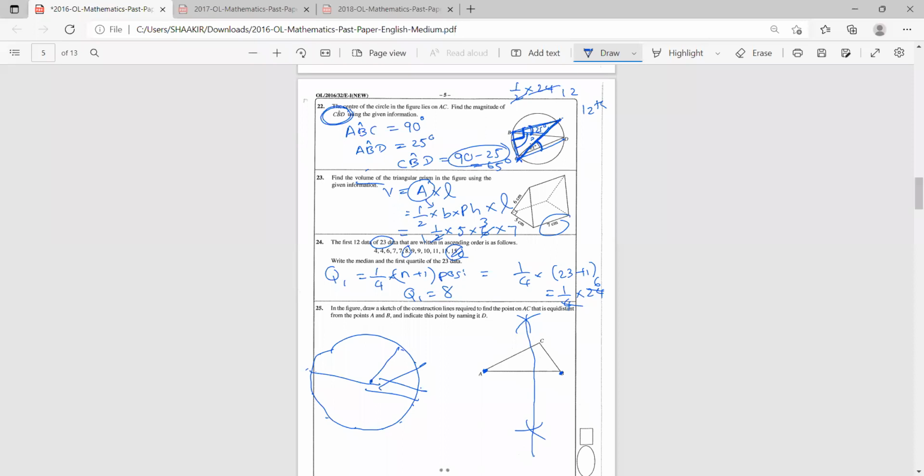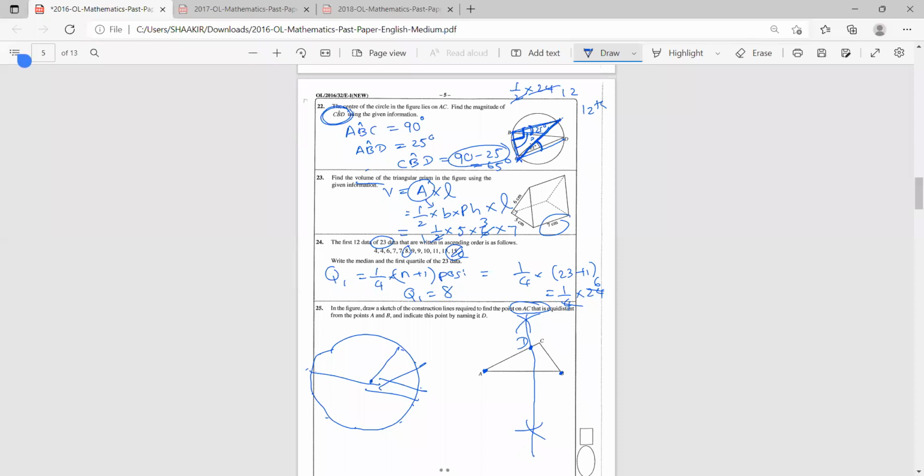Okay. Now, if you take any point on this straight line, everything will be at equal distance from both A and B, because that straight line is equidistant from both A and B. Now, what are they saying in the question? They have given in the figure, draw a sketch of the construction lines required to find the point on AC that is equidistant from A and B. So, on the line AC means this point. Okay, so this is the point and you have to mark this as D.